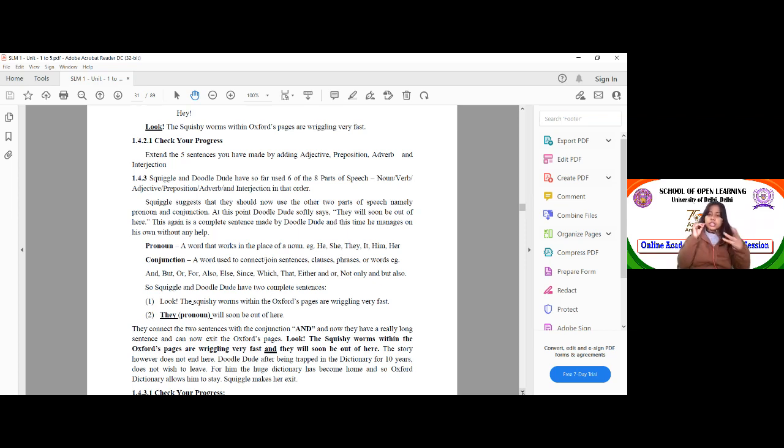So this is what conjunctions are. You can see the examples: and, but, or, for, also, else, since, which, that, either, or, not only, but also. These are the various ways in which you can connect sentences. Some of them are more complex, like, for example, since.